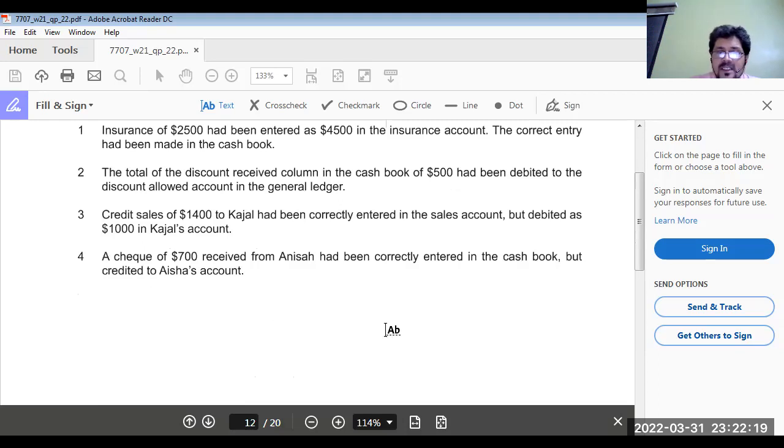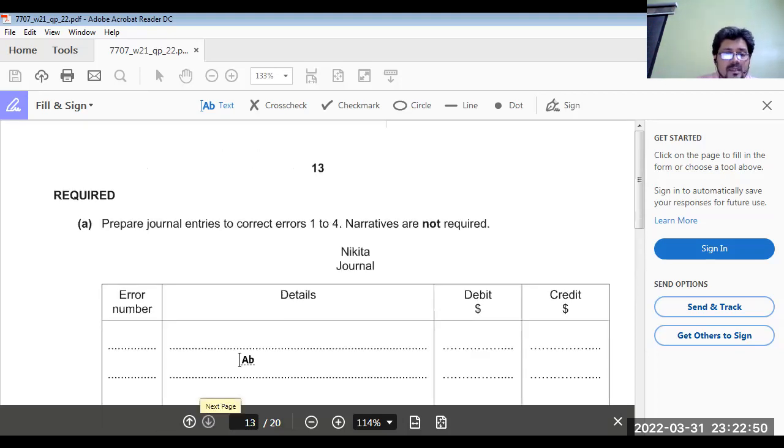A cheque of 700 received from Anisha had been correctly entered in the cash book but credited to Aisha's account. So that is actually an error of principle. No, sorry, an error of commission. Getting my point? This is actually an error of commission. This has nothing to do with the suspense account. So we are going to the question and we'll see.